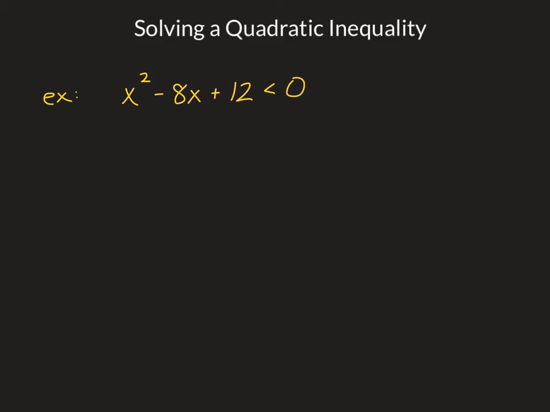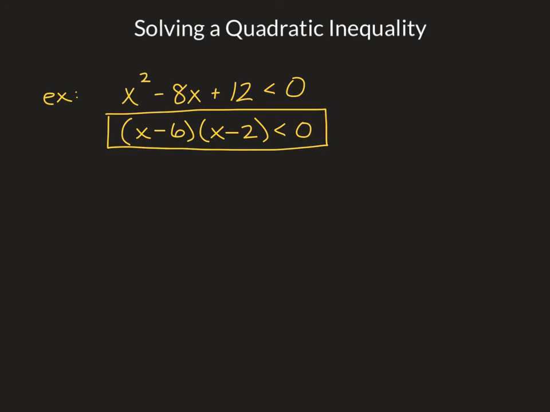Here's our second example. We do need to factor this one first. So when we factor it, we'll have x minus 6 and x minus 2. And this is really the one that we're going to be looking at. Okay, when we do this, we need to find our important values, the values that make each one of those 0. Those are 2 and 6. So we're going to put 2 and 6 on our number line.